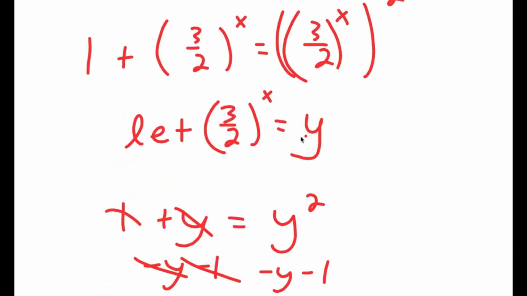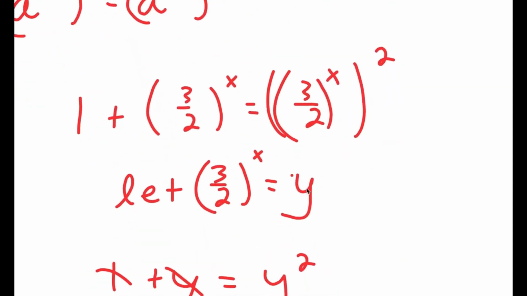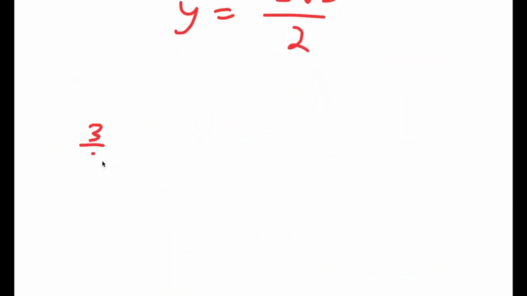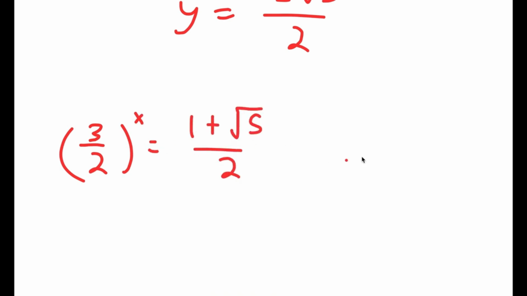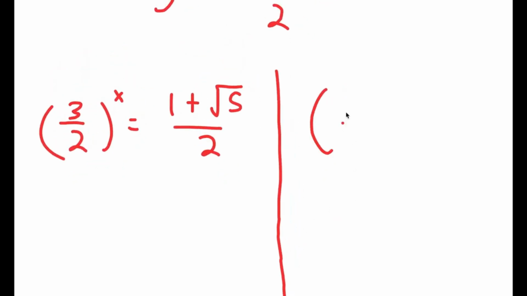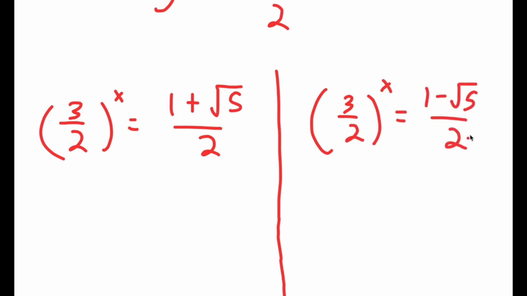However, we're not done yet because we're not solving for y, we're solving for x. And remember how we let 3 over 2 to the power of x equal y. So this gives me two equations. I have 3 over 2 to the power of x is equal to 1 plus the square root of 5 over 2, as well as 3 over 2 to the power of x is equal to 1 minus the square root of 5 over 2.